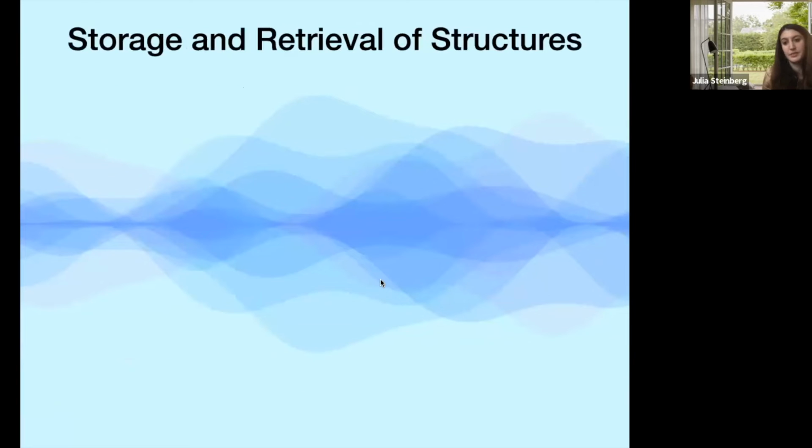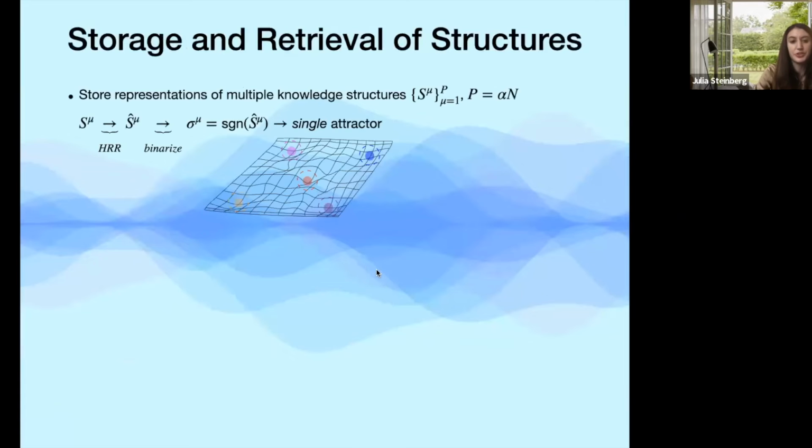So now I'll talk about how we can think of storing and retrieving the structures I mentioned earlier. First, you can basically come up with the representations of the different structures by the binding operation. And now we want to store P of them, P being linear in the number of neurons inside this attractor neural network. In our simulations, we choose the holographic reduced representations as the binding operation.